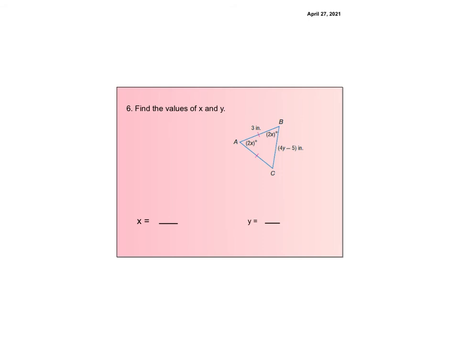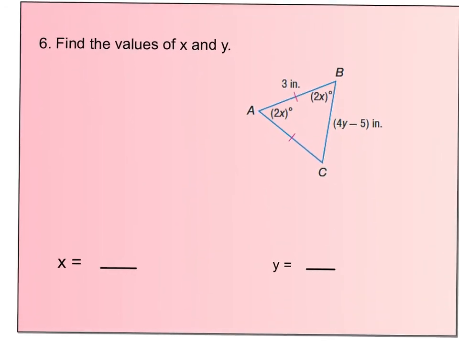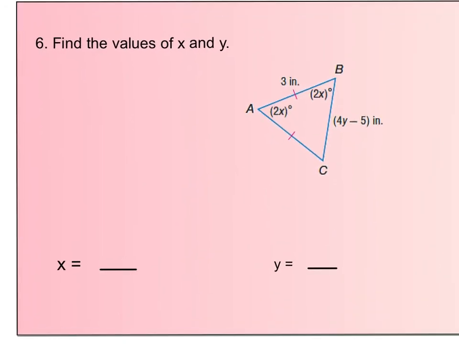Okay. So now we consider this. Let's look. So they tell us these two are equal to each other. Okay, so shortly, if that's 3 inches, that's 3 inches. All right, so then if these two, this AC and this AB, are equal, then their base angles are equal. So if that's 2x, that's also going to be 2x.